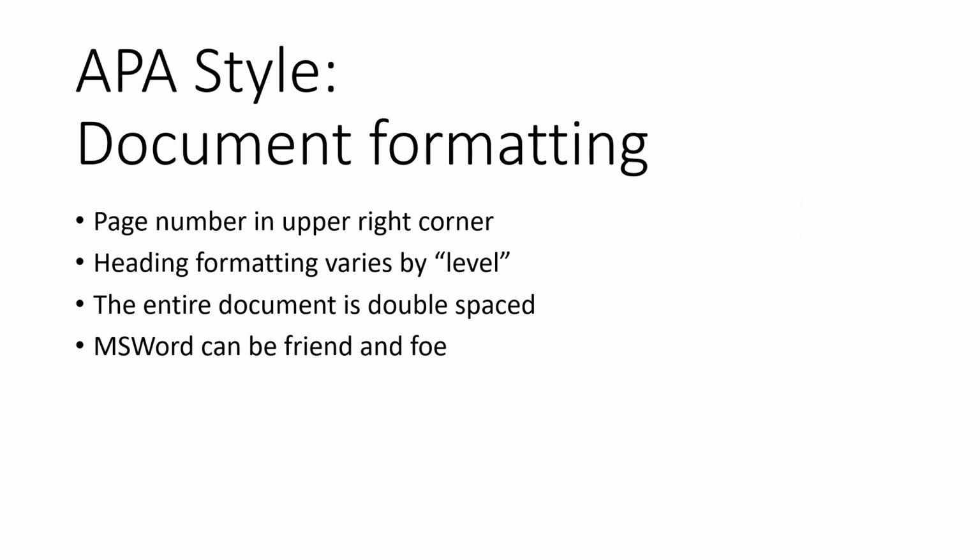In thinking about formatting an APA style document, there are four things to keep in mind. First, the page number is always in the upper right-hand corner of the page and in the header. Second, the heading formatting varies depending where the heading is at in the document, but there are clear guidelines for formatting each of those levels. Third, the entire document is double spaced, and that means there isn't extra space between paragraphs. Which leads us to the last thing to keep in mind. Microsoft Word can be helpful, and it can be a challenge. When we know that, though, the document formatting is relatively easy.